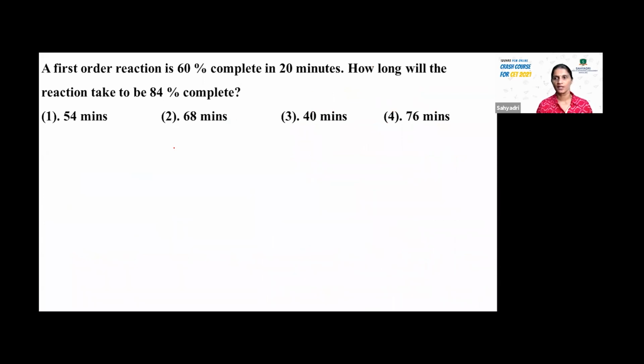The first order reaction is 60% complete in 20 minutes. How long will it take for the 84% completion?